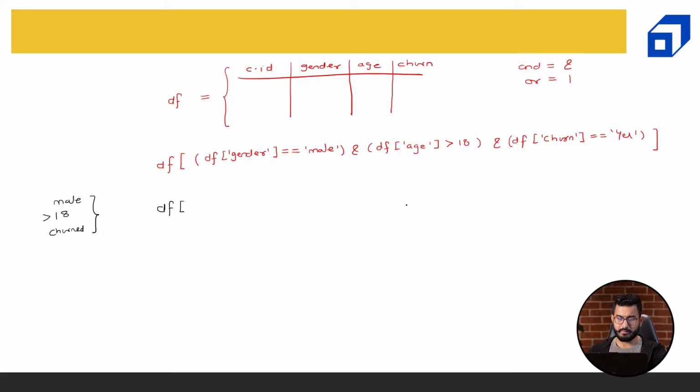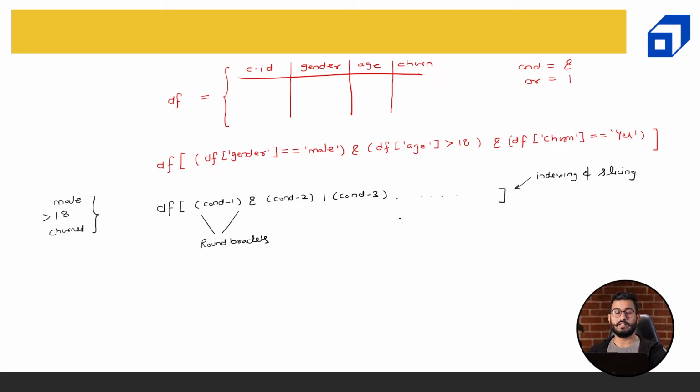Now if you look into the general pattern of how we have written the code, we have the data frame variable, then we have these square brackets for indexing and slicing, and within these square brackets I'm having condition 1, then and or, condition 2, then and or, condition 3, and so on. Now please remember, these conditions need to be separated by these round brackets. These are very important. So this is the general schema of how we write multi-filter in Pandas. Let's try to test it.